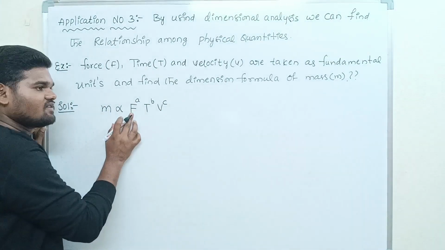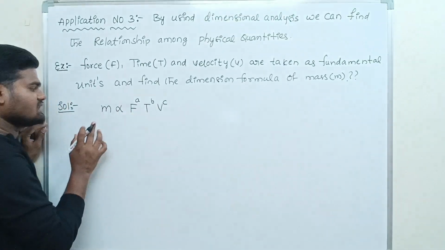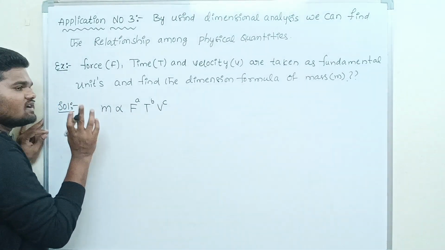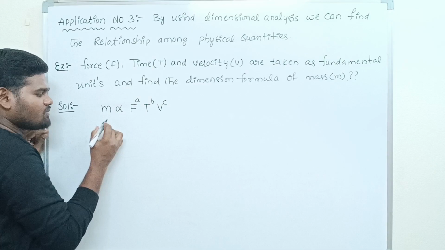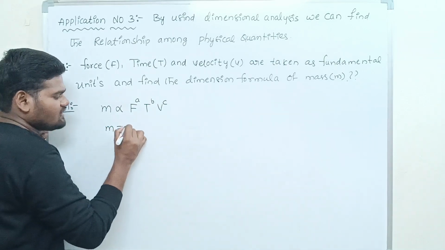Okay, what is F? Force, time, velocity. See here, M means what? Mass. If we remove this proportionality symbol, we will get what? One constant.